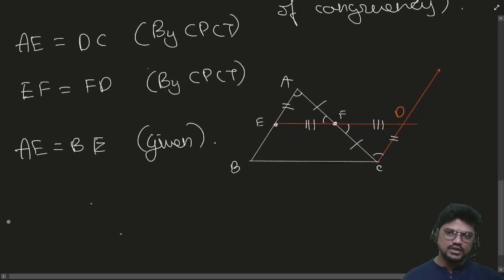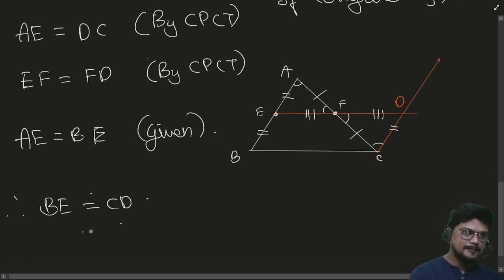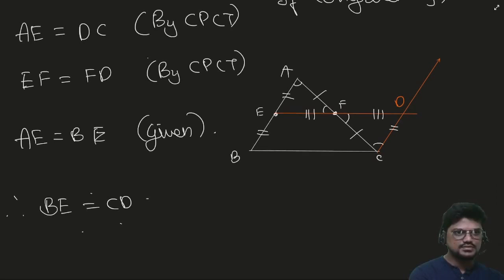So therefore, can I say BE is equal to CD? Because these two are also equal, no? But this and this are equal by congruency. So this and this are also equal. Therefore, BE is equal to CD. Got it? Yes or no? You can nod your head. Got it or not?